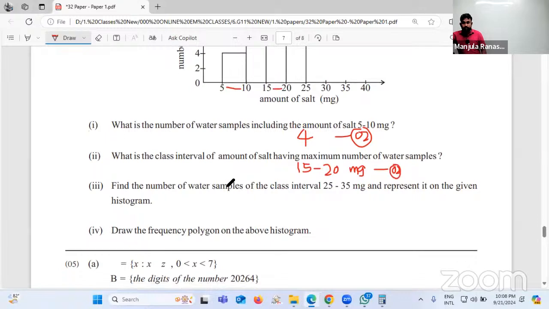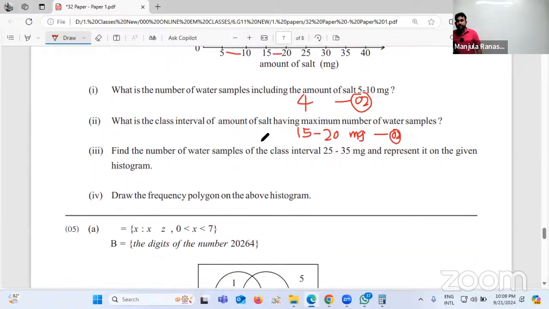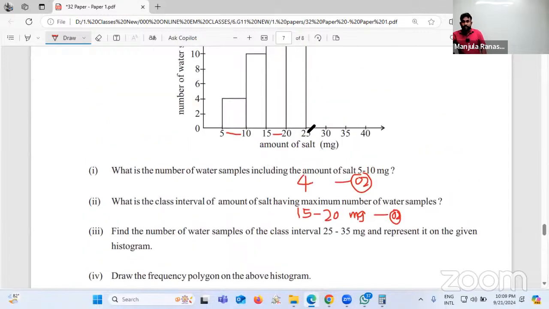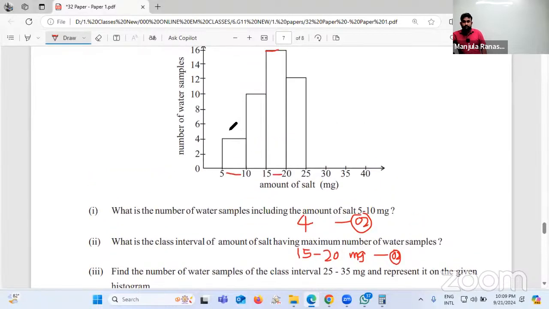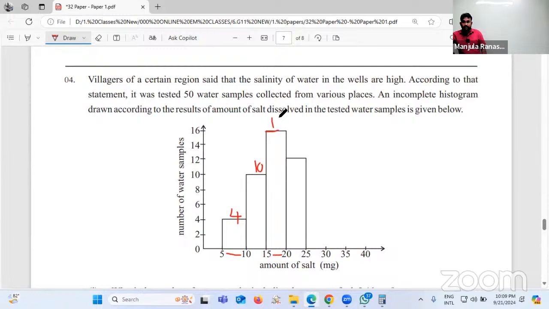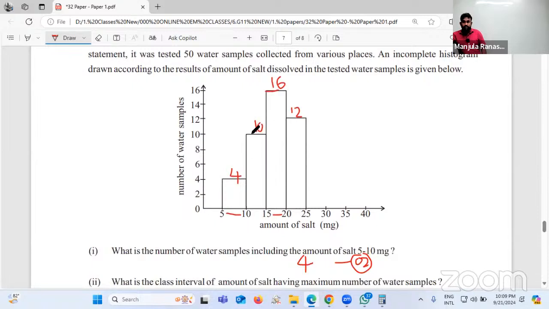Okay. Then find the number of water samples of the class interval 25 to 35 and represent it in the histogram. Now how to take that one? Check all the samples given here: 4, 10, 16, and 12. Add these all together. 6 plus 10 plus 4, 14. 14 plus 16 is 30. 30 plus 12, 42. Right.